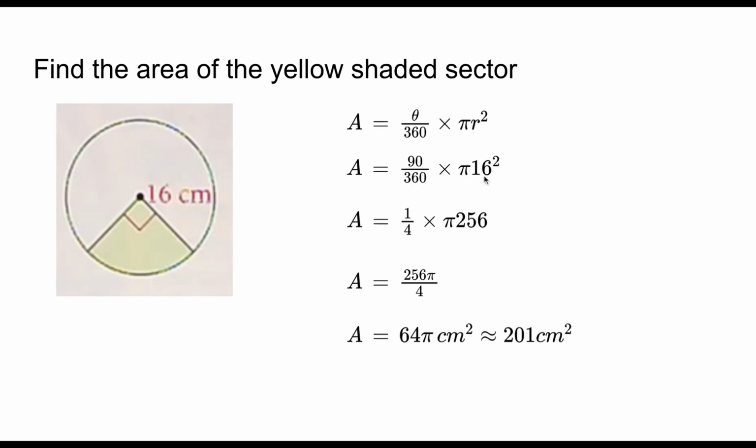You plug in the radius, which is 16, and you square that, you get a big number, 256. You multiply your fractions together, you get another fraction. Divide the numerator by the denominator. You can leave your answer in terms of pi with centimeters squared, or you can give the approximate answer. This one is not rounded to the hundredths; it is rounded to the full unit of centimeters squared.